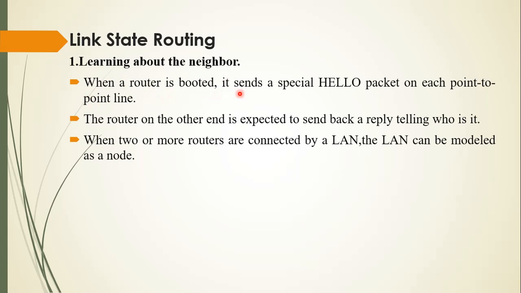First is learning about the neighbors. When a router is booted, it sends a special hello packet on each point-to-point line. Suppose we have a node A, and with node A we have node B and node C. So node B and node C are the neighbors of node A. Router A sends a hello packet on each point-to-point line, to node B and node C. The router on the other end is expected to send back a reply telling who it is. When two or more routers are connected by a LAN, the LAN can be modeled as a node. So this is learning about the neighbors; the router must know about its neighbors.